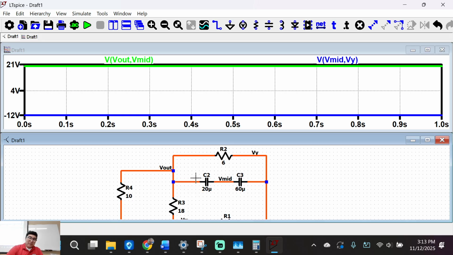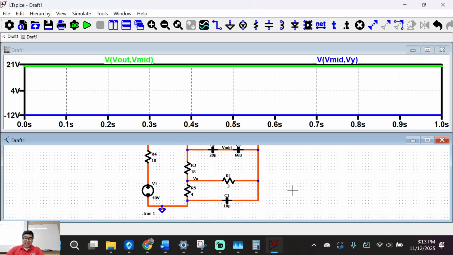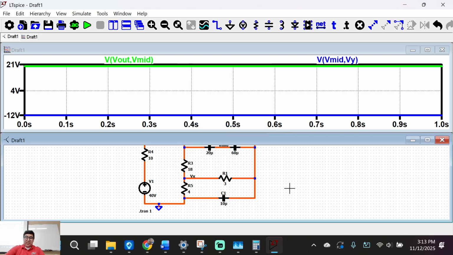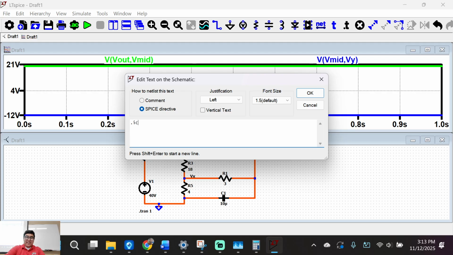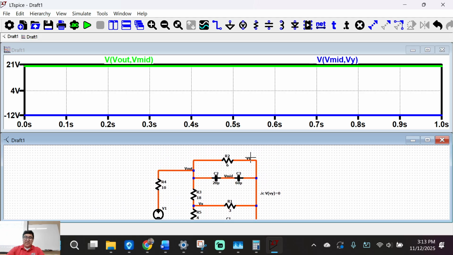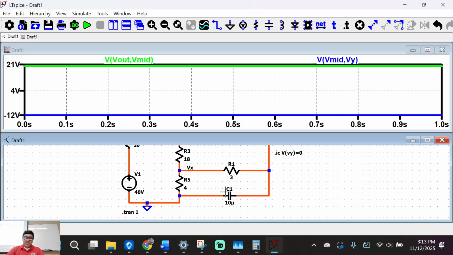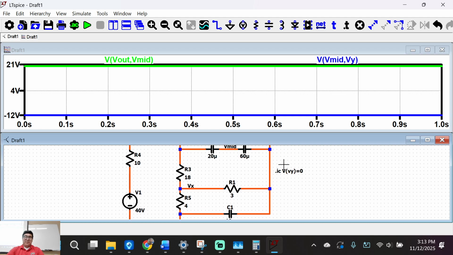I'm not liking this at all. We're going to have to set everything to 0 charge. And you want to know how I'm going to do that? Let's do initial conditions. Dot IC V of VY is equal to 0 volts. So what did I do right here? I forced this node to be 0 volts. So I have 0 volts here and 0 volts there, so there's no charge in there, all right?